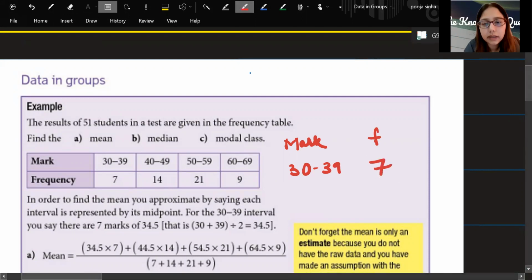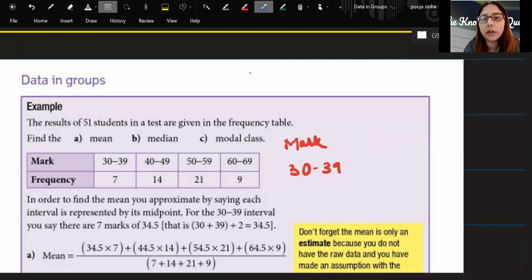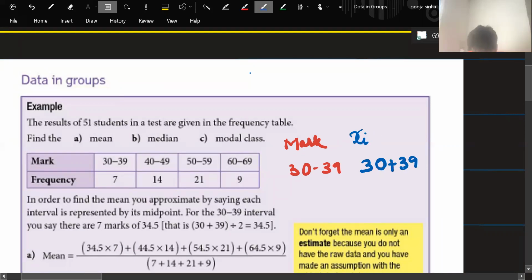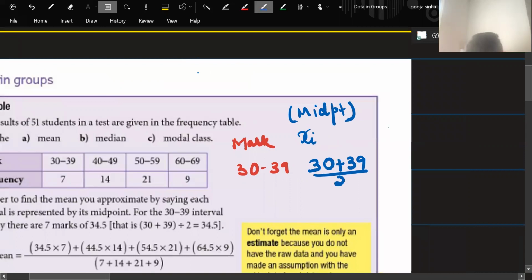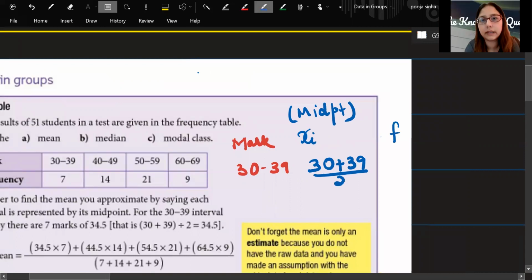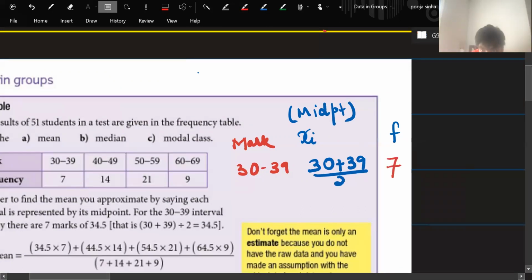But after that, since it is 30 to 39, I will make one more column in between, which is called the XI column. This is something new which we've not done before. What is XI? You will do 30 plus 39 divided by 2. It's basically nothing but the midpoint of the two. And then the frequency you will write as it is. The frequency is 7. This is given to us, right?